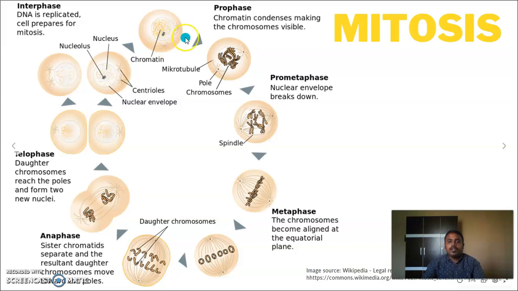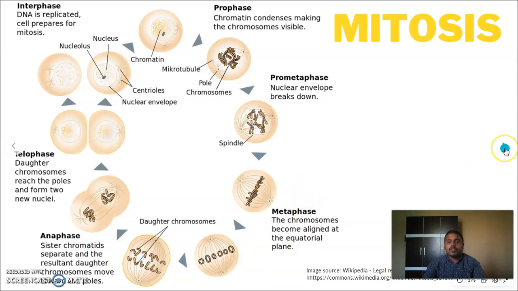Under mitosis you have 4 subphases: prophase, metaphase, anaphase, and telophase. Sometimes you can classify metaphase as pro-metaphase, but commonly we have prophase, metaphase, anaphase, and telophase. So these are the 4 phases. What actually happens in these 4 phases? That's what we are going to see now.